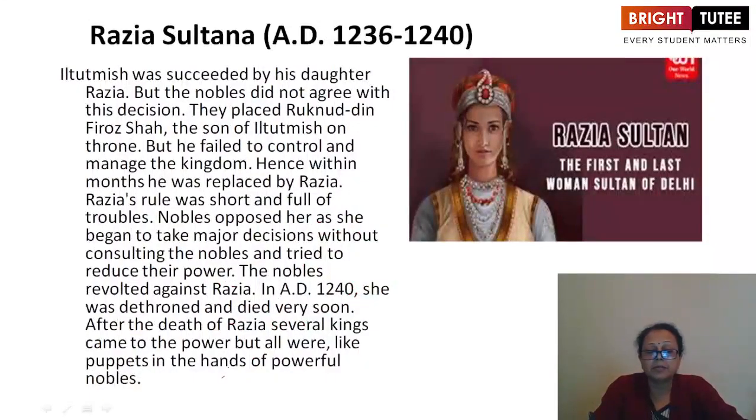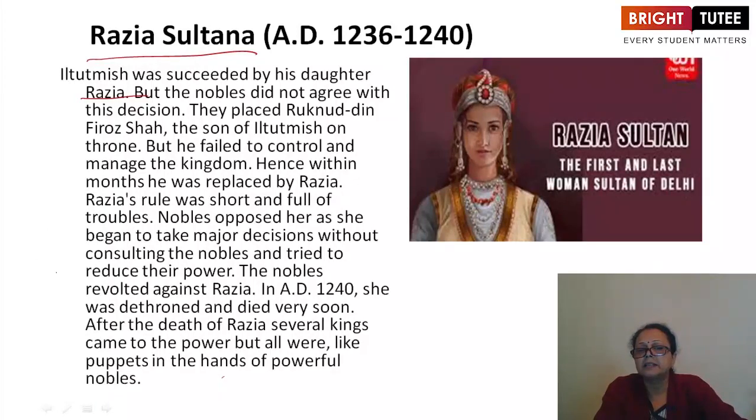Next comes Razia Sultan, the first and the last woman ruler of the Sultanate of Delhi. She was the first and the last woman. Iltutmish was succeeded by his daughter Razia. As she held the position of Sultan, her name became Razia Sultan.